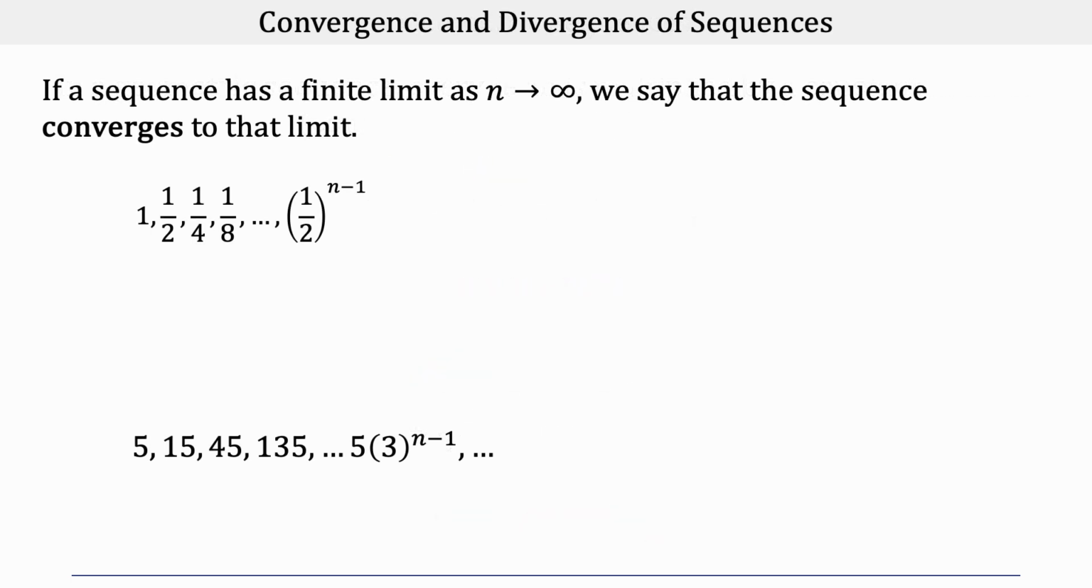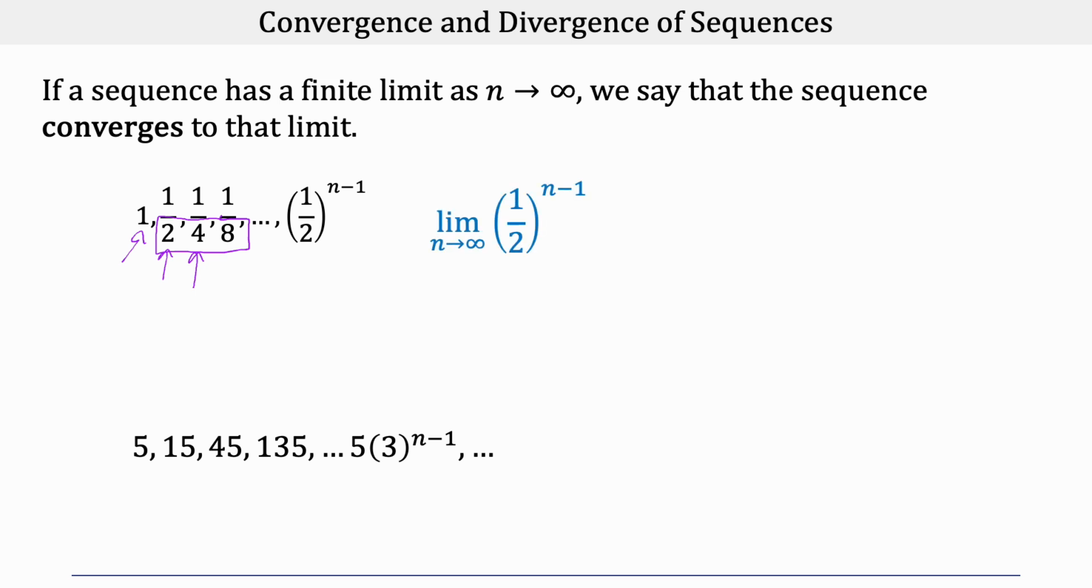If a sequence has a finite limit as n approaches infinity, we say that the sequence converges to that limit. Well, what does that mean? Look at the terms in this first one. So the first term is 1, the second term is 1/2, the third term is 1/4, and then 1/8. And the bottom of each of these fractions is getting bigger and bigger, which means each term, as we go on in the sequence, is getting smaller and smaller.